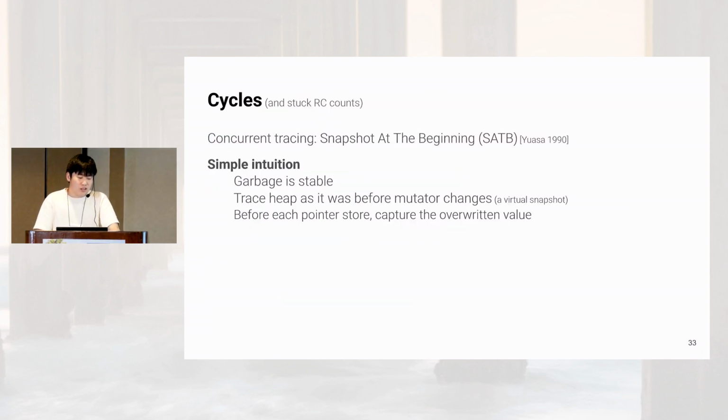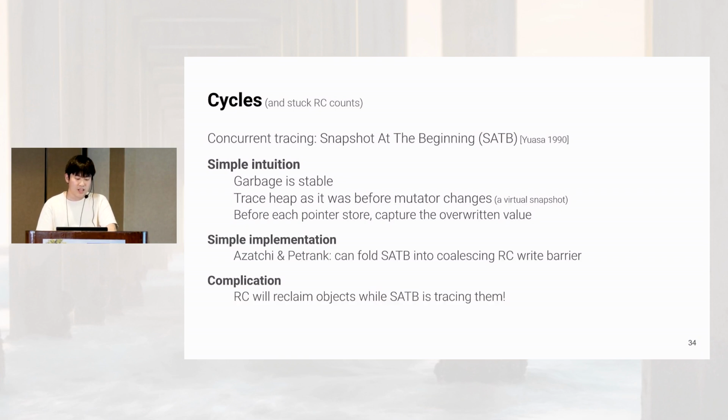And LXR also uses concurrent marking to solve the cyclic garbage issue. We use the snapshot-at-the-beginning algorithm, and the intuition is that garbage is stable. So SATB will create a virtual snapshot of the heap at the start of the marking, and it will perform the marking on the snapshot. Because the mutator can also update the pointers, before each pointer store, you have to capture and track each overwritten object properly. And the implementation is also simple. We adopt the observation from Yuasa and Petrank that the SATB barrier can actually be folded into the coalescing RC write barrier. And we also have to solve other complications such as RC deleting objects during concurrent marking.